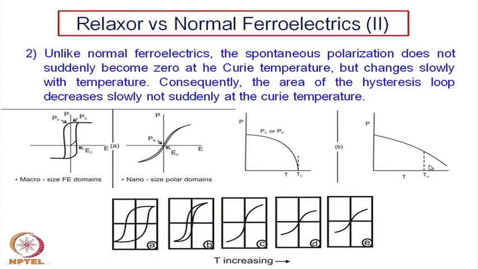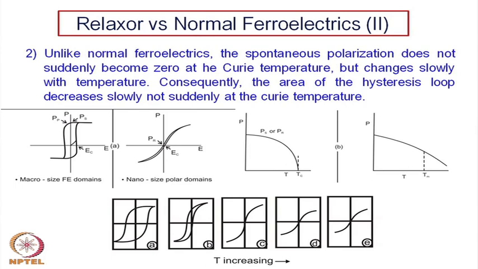In fact, it does not follow exactly the Curie-Weiss law. So, this temperature is not always called the Curie point, although there is a peak of the dielectric constant at this position. Normally it is referred to as Tm. It is something like a glass transition temperature.